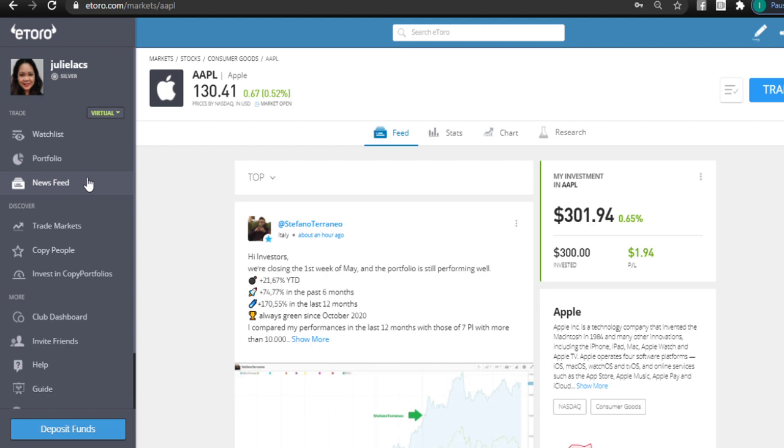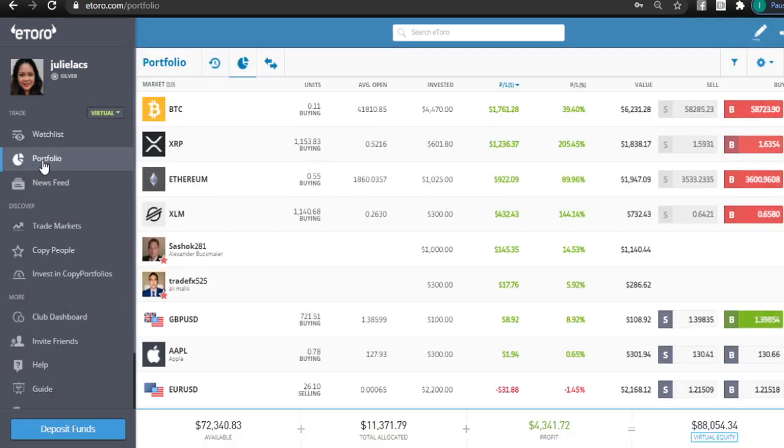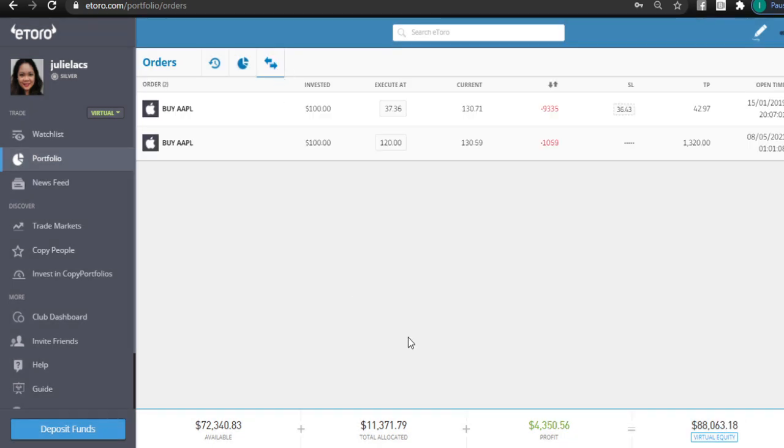To view that, all you have to do is click portfolio. Notice you will have 3 icons here. This one shows your history, this one shows your portfolio, and the far right will show your orders. As you can see right now, today is the 8th of May. I entered 120, the current price is 130, and the amount I'm willing to invest is $100. Okay, I can also exit out if I want to cancel it at any time.